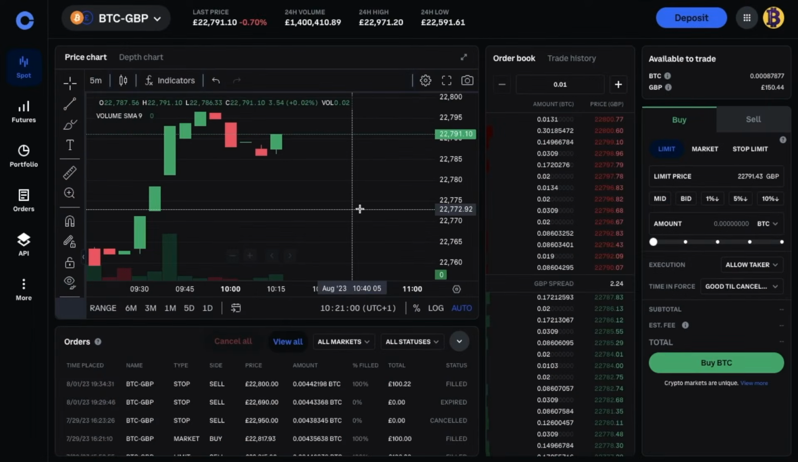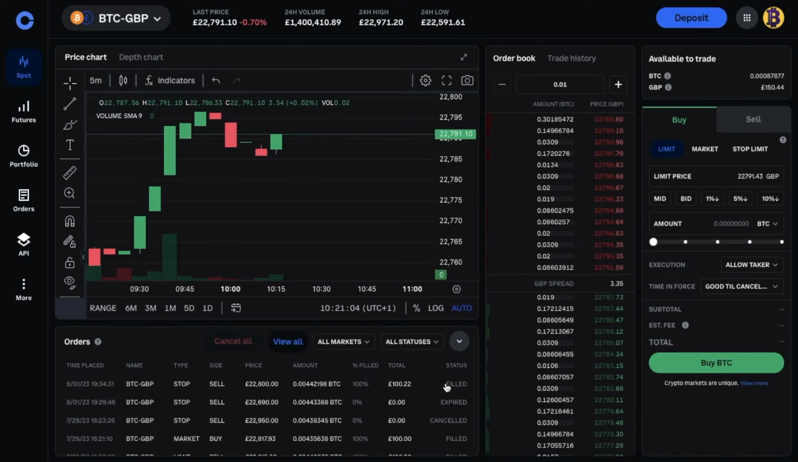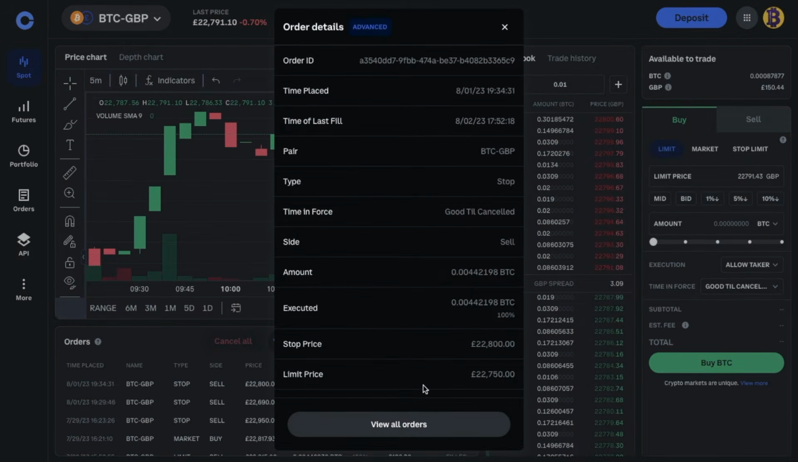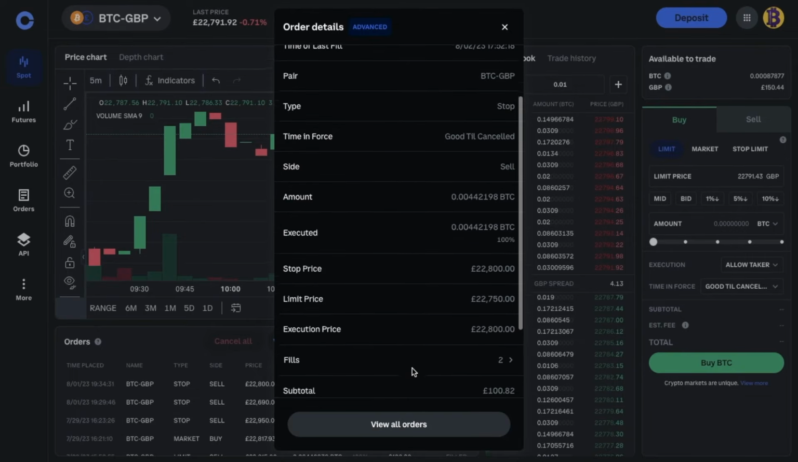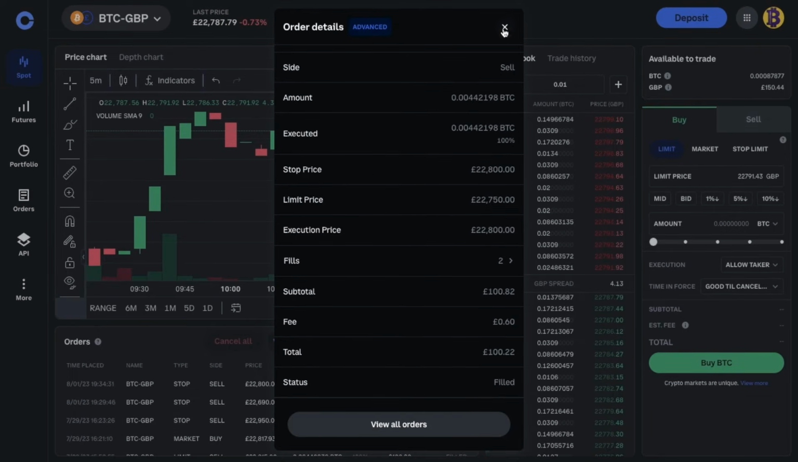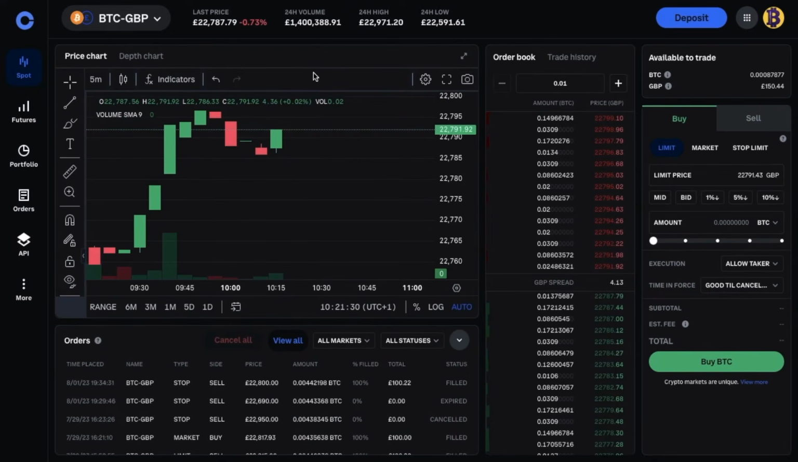A bit of time has now passed, and as you can see, the price has dropped below £22,800, and our order at the bottom of the screen is now filled. If I click onto the order, I can see the details, including when it was executed. I can see that my limit order executed at £22,750. Now that I've sold my Bitcoin, the GBP will appear under my portfolio.